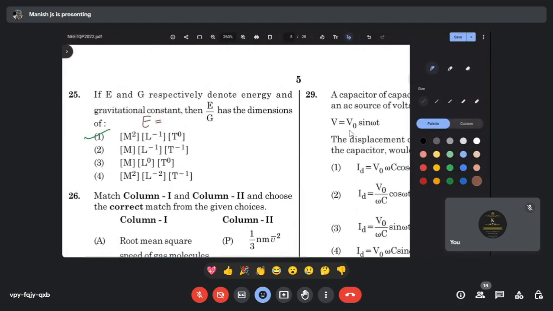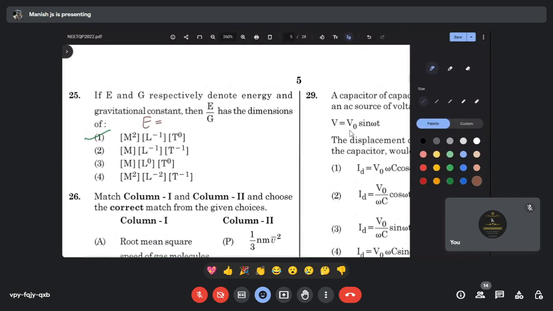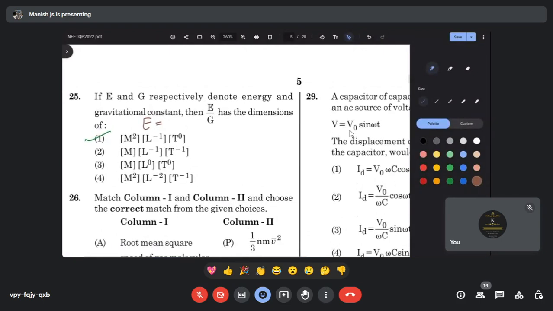So if you look at the energy dimensional formula, energy is power into time. Power again you bring in the dimensions, and I have multiplied it with time. So you multiply all those things, and you will get M into L square into T power minus 2.